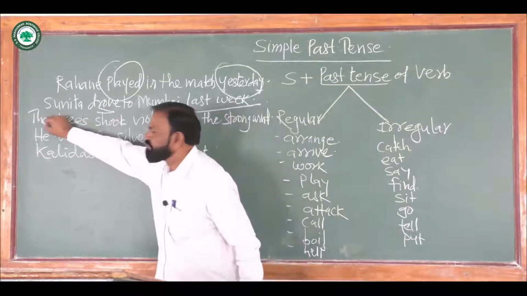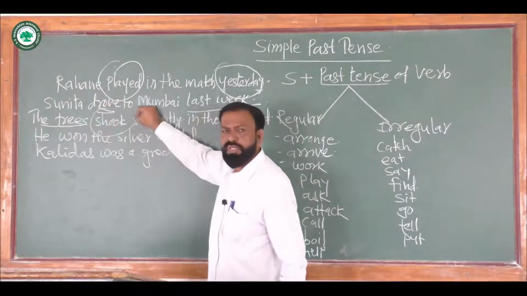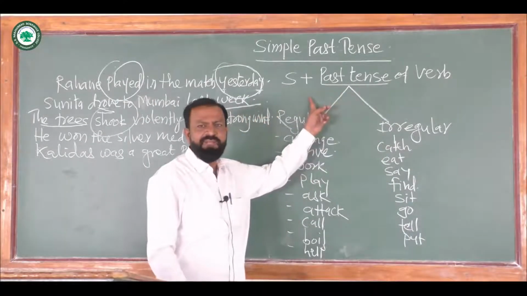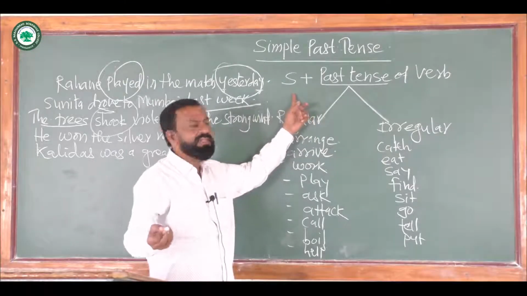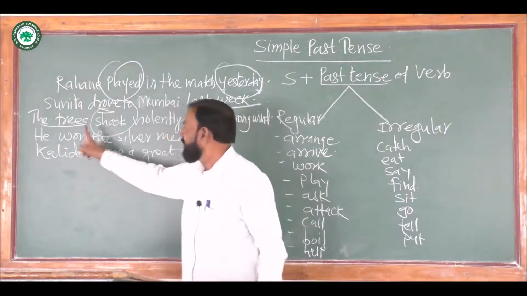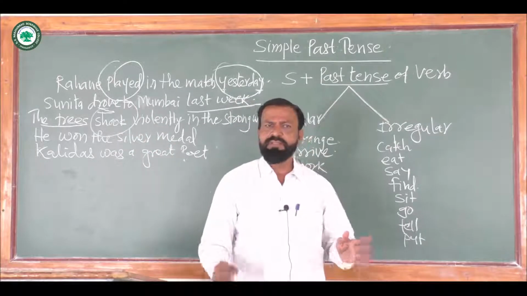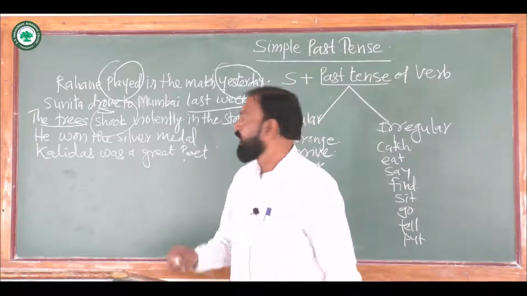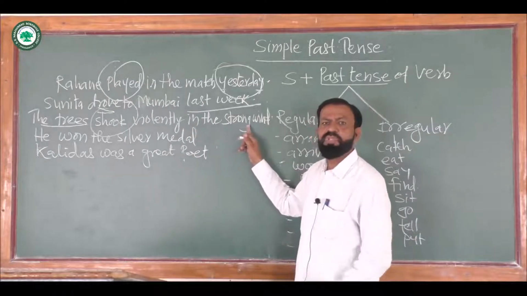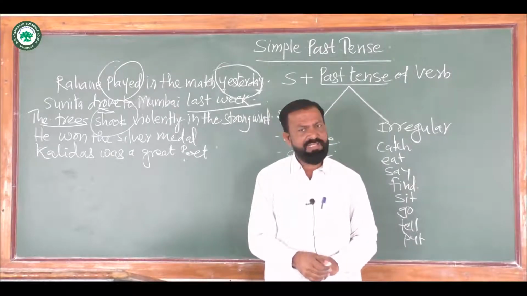The trees is the subject of the sentence, while shook is the past tense of the verb. Again I come to this formula, that is S stands for subject plus past tense of the verb. Here the subject is the trees, then we take the past tense of the verb, and shook is the past tense of shake. So the trees shook how? Violently. When? In the strong wind. So again simple past tense is used.